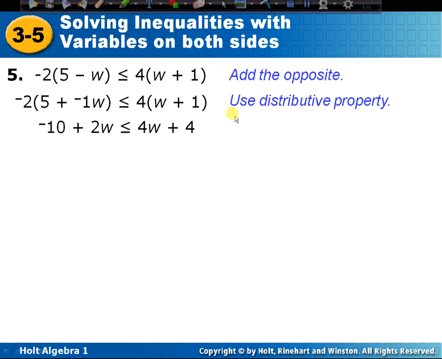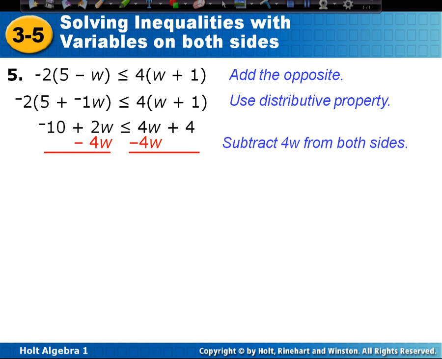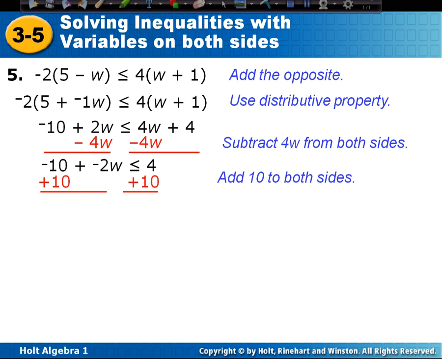Now we have w's on both sides, so I'm going to move the one from the right to the left. So I'm going to subtract 4w from both sides, and I get negative 10 plus negative 2w, or minus 2w if you didn't do adding the opposite, is less than or equal to 4. Then I'm going to move the 10, so I'm going to start moving things away from that w. I'm going to add 10 since it's a negative 10, and get negative 2w is less than or equal to 14. Then I'm going to move the negative 2 by dividing.